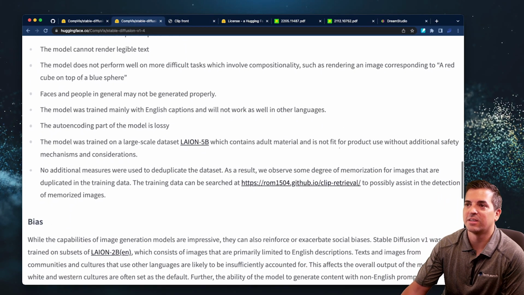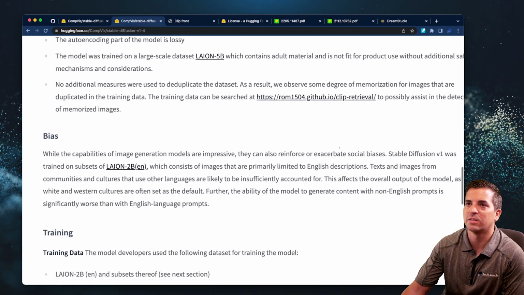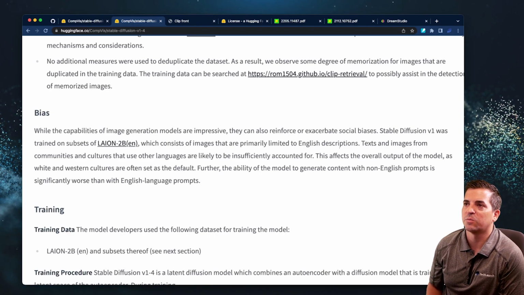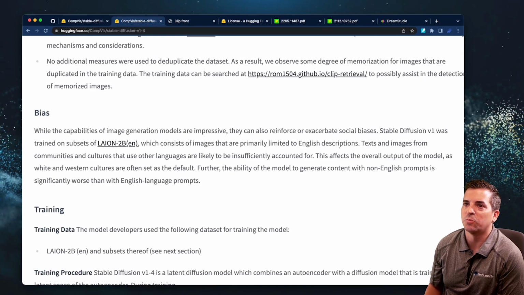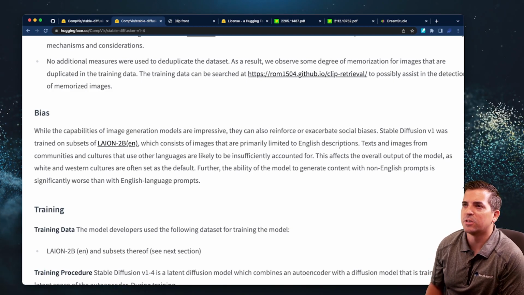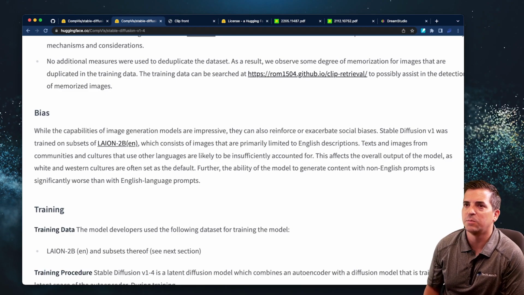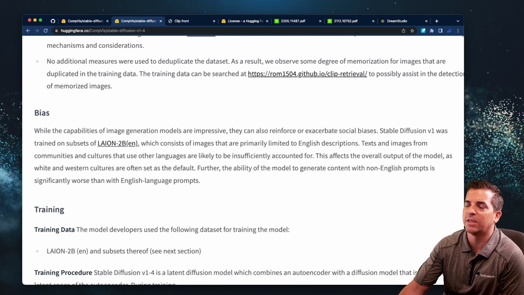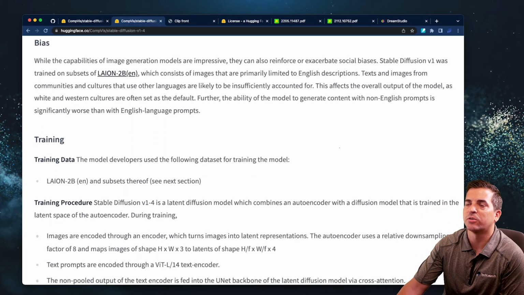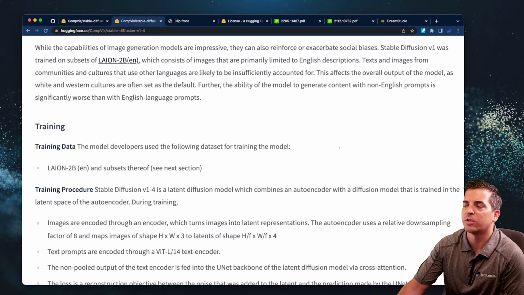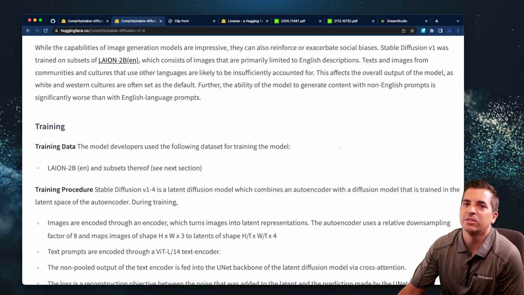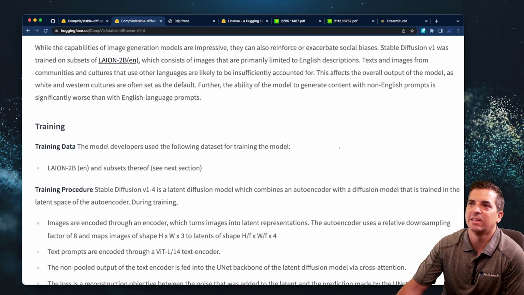Definitely, I would say it does tend to have a pretty strong bias, and you can see it talks about the bias. While the capabilities of the image generation models are impressive, they can also reinforce or exacerbate social biases. Stable Diffusion version 1 was trained on subsets of LAION 2B, which consists of images that are primarily limited to English descriptions. Text and images from communities and cultures that use other languages are likely to be insufficiently accounted for. This affects the overall output of the model, as white and Western cultures are often set as the default. Further, the ability of the model to generate content with non-English prompts is significantly worse than with English prompts. So they should team up with Bloom so that they can fix that.